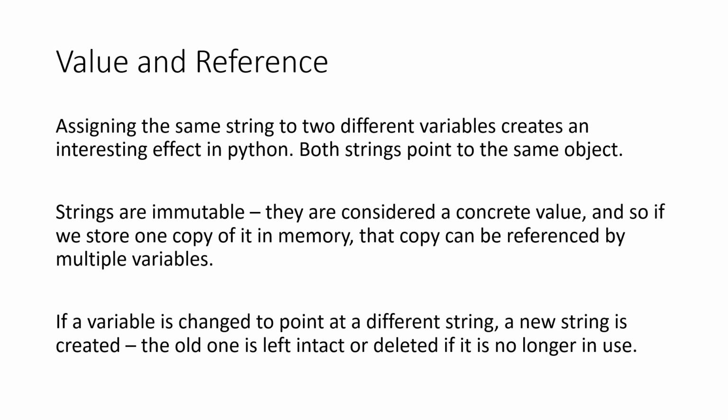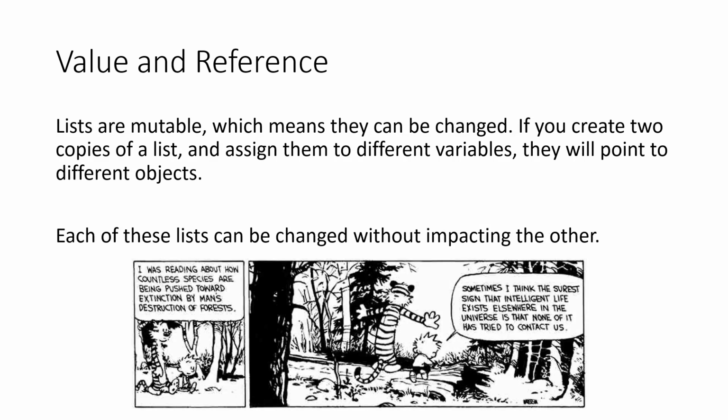One of the things to take away from this is that a lot of computing power goes into managing these strings. Creating and removing things from memory is not generally a cheap operation in terms of computing time, so string operations are quite costly. Lists, on the other hand, are mutable, which means they can be changed. If you create two copies of a list and assign them to different variables, they will point to different objects. Each of these lists can be changed without impacting the other.